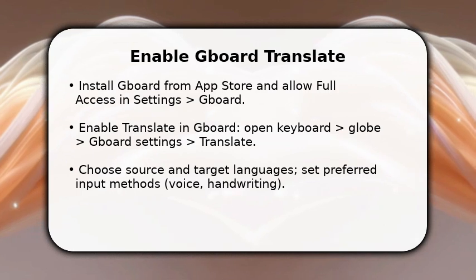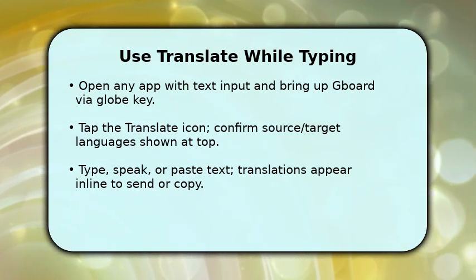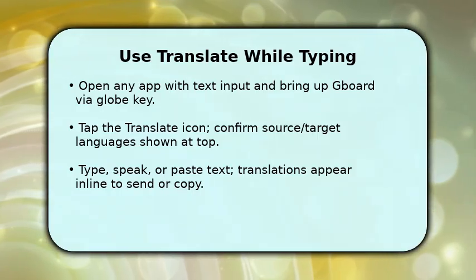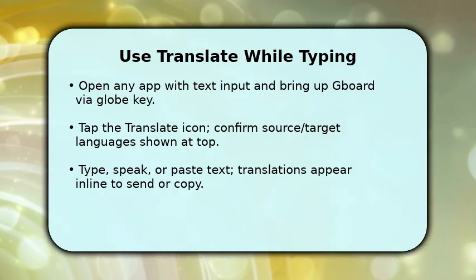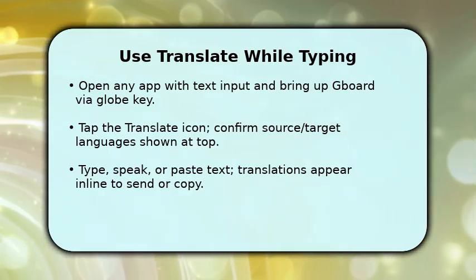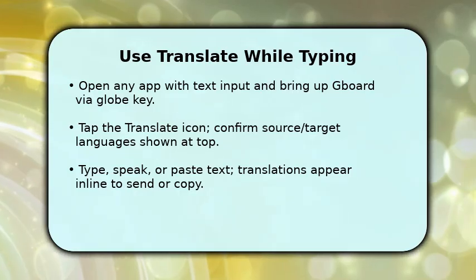Now you'll apply Translate in a real conversation. Open Messages, Mail, or any app and switch to Gboard using the globe key. Tap the Translate icon at the top. Confirm the source and target languages shown so you don't accidentally translate the wrong direction. Then type or tap the microphone to speak.